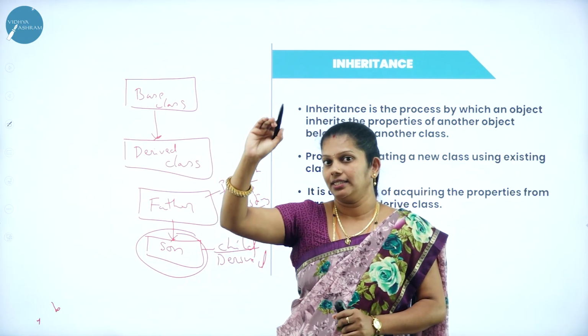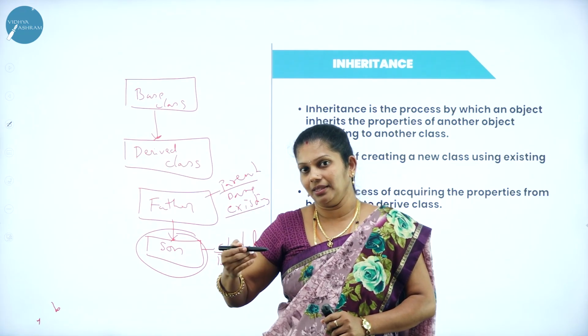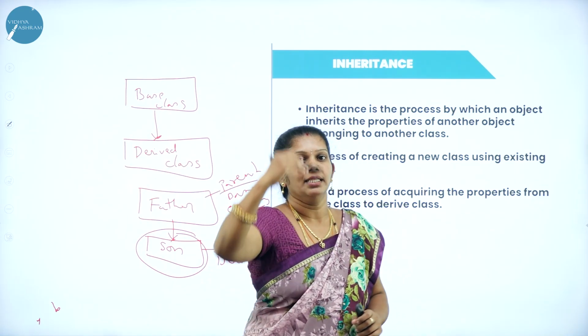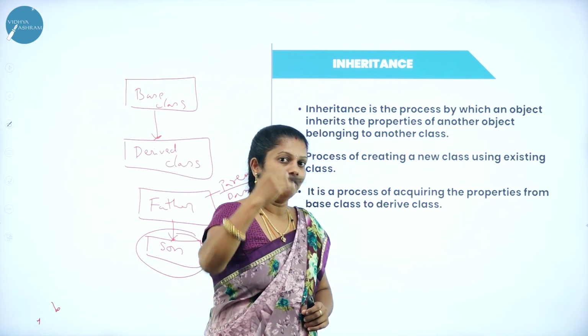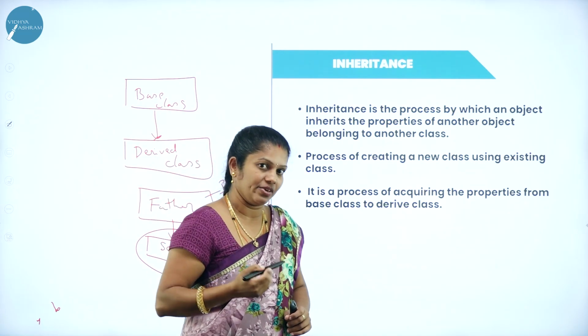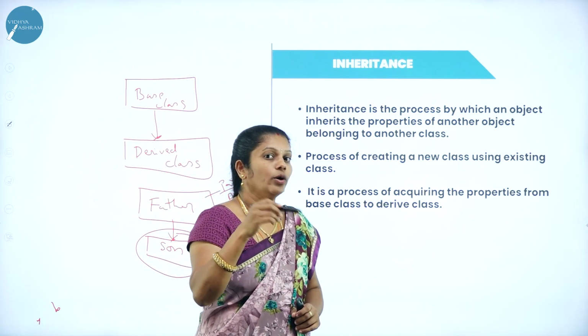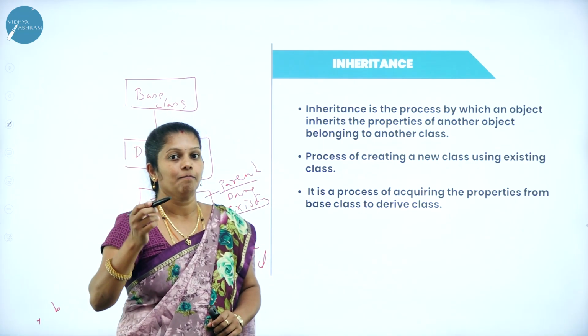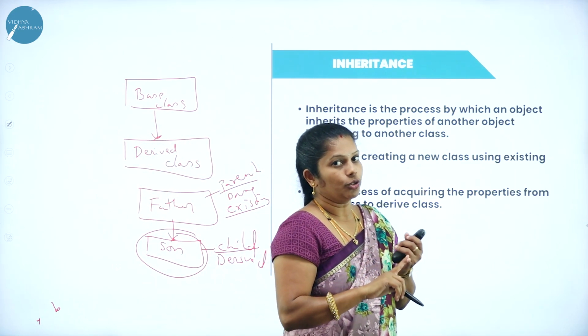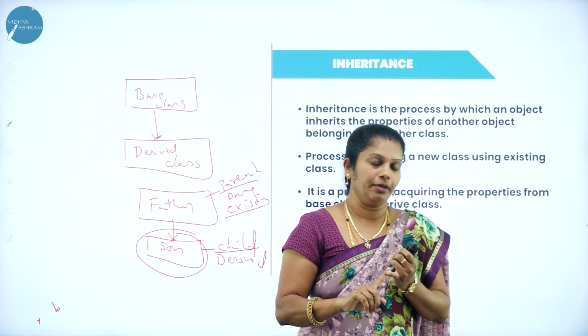Only one time we will write the code for the father. For the remaining properties, when you want to write the son, only one line you will write: this son has the properties of the father. It means that directly it will take all the data, all the properties, all the behavior. Here, the code can be reused. No need to write the same code once again. It means that code can be reused.